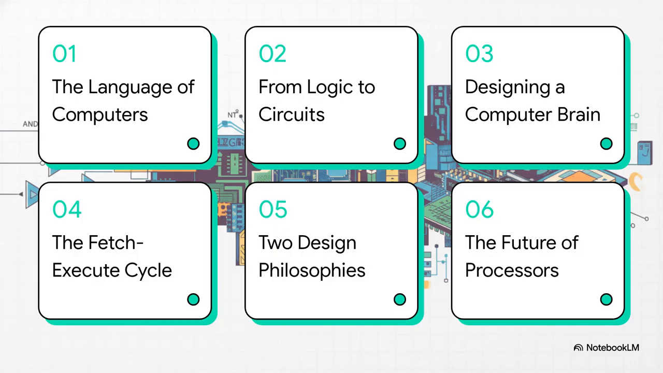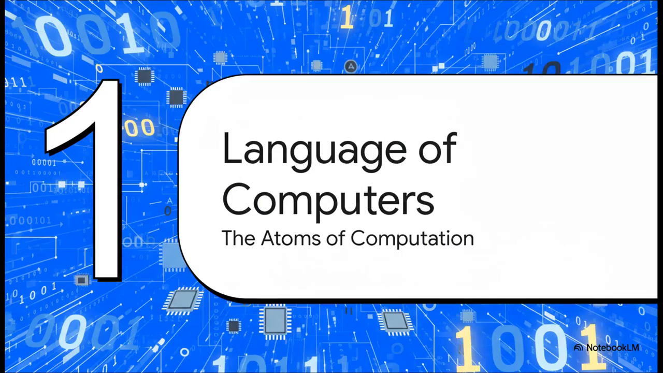All right, so here's our game plan. We're going to start with the absolute most basic language of computers, and then we'll see how that language gets built into actual working circuits. From there, we'll piece together a computer's brain, look at how it thinks, and then we'll compare the two major design philosophies that shape pretty much all modern CPUs. And to wrap it all up, we'll take a peek at where processors are headed next. So, let's dive in.